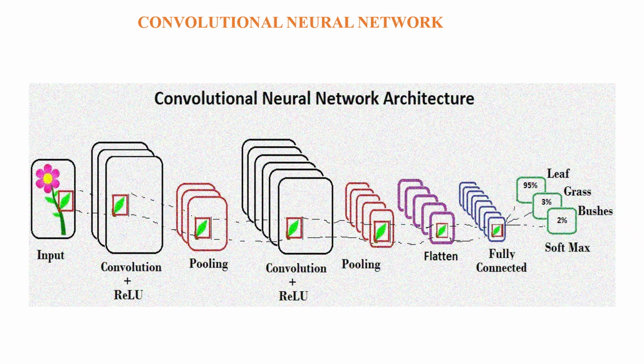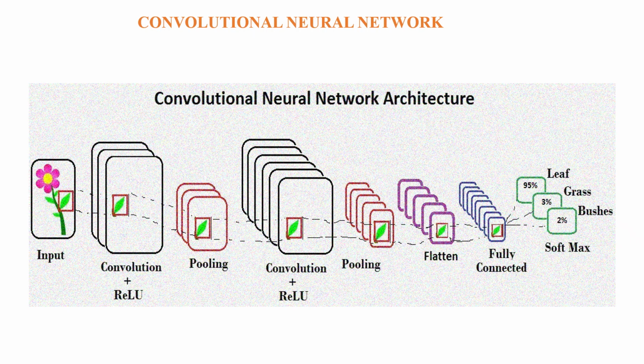Flattening converts the multidimensional feature maps into a one-dimensional vector so that it can be processed by traditional neural network layers. Next comes the fully connected layer. In this stage, every neuron is connected to all neurons in the previous layer. The fully connected layer combines all the extracted features and learns how they relate to different output classes.